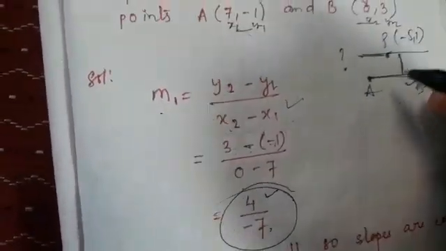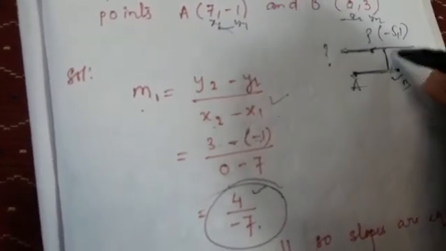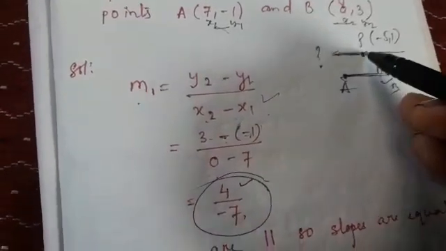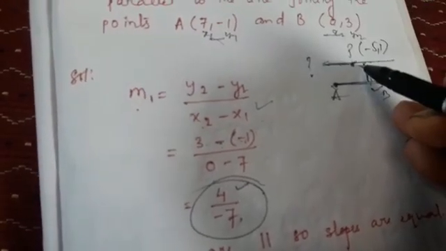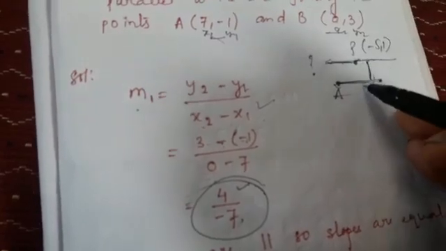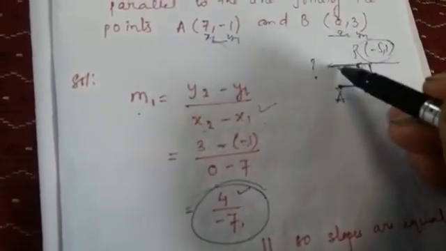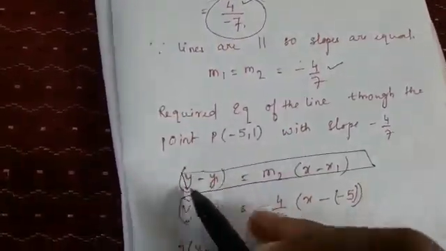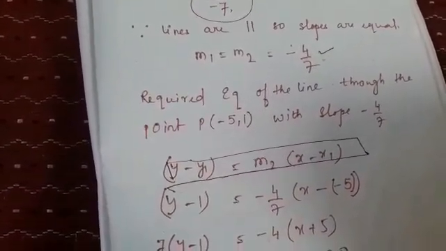And since this given line and the line whose equation we are going to find are parallel, the slopes will be equal. So you use this slope for this line, since they are parallel, so the slope of this line will be equal to the slope of the other line also. We have the slope from the 2 points, and we have the point through which this line is passing. So we can easily calculate the equation of the line from the point slope formula, that is y minus y1 is equal to m2 slope, x minus x1.